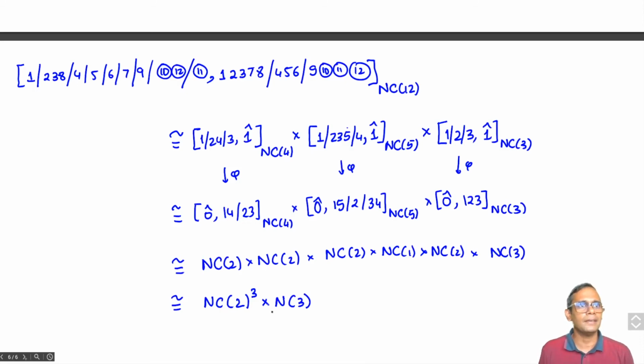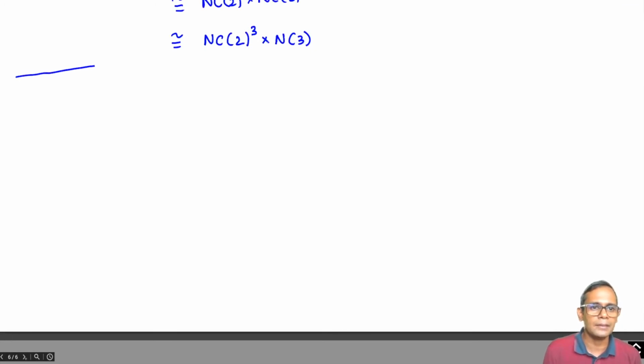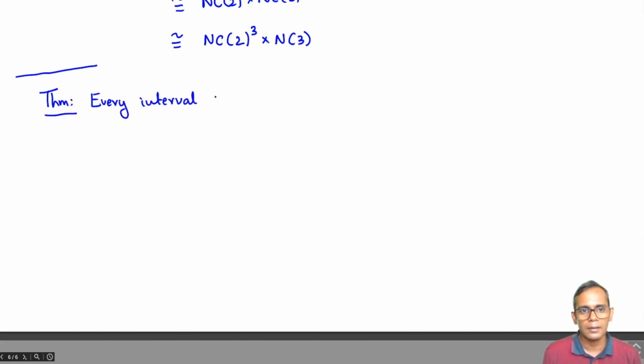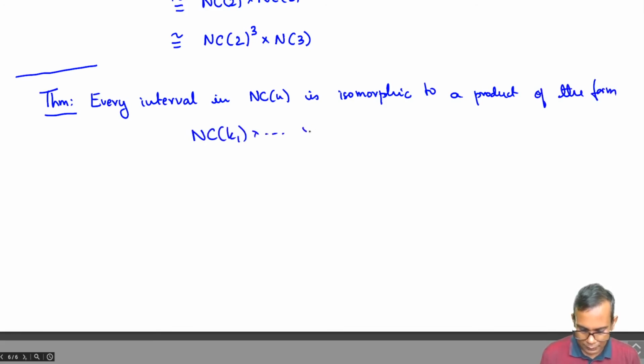And let me just summarize this whole example a little more formally. So the theorem that we have demonstrated here is that every interval in NCN is isomorphic to a product of the form NCK1 cross ... cross NCKR.